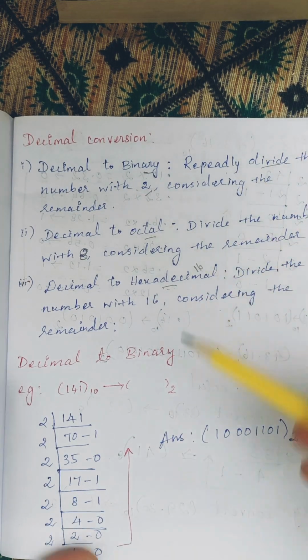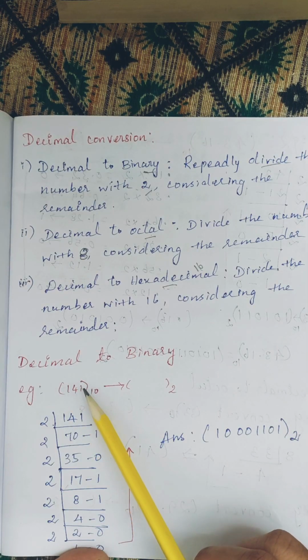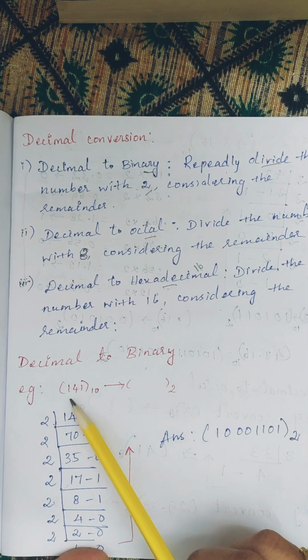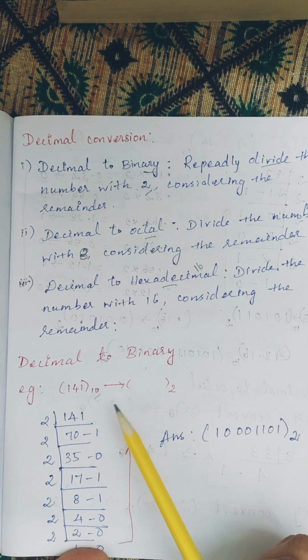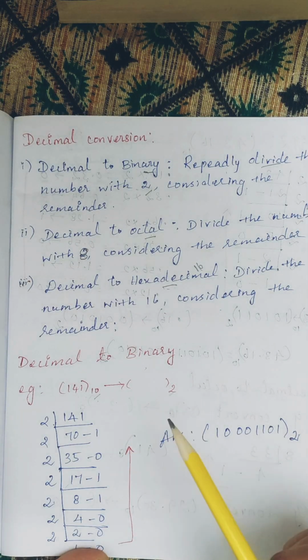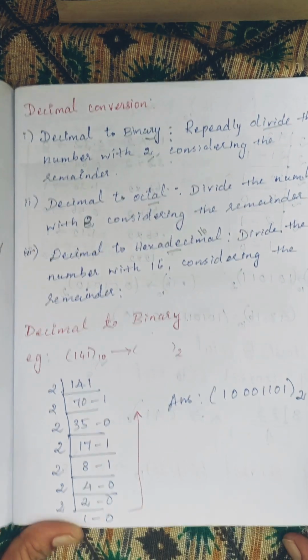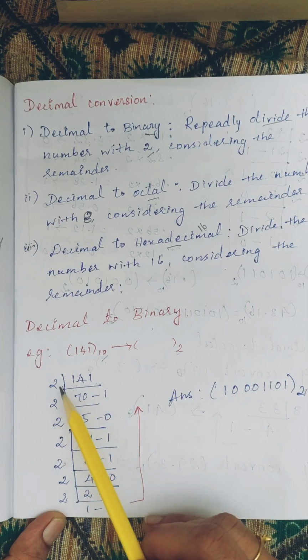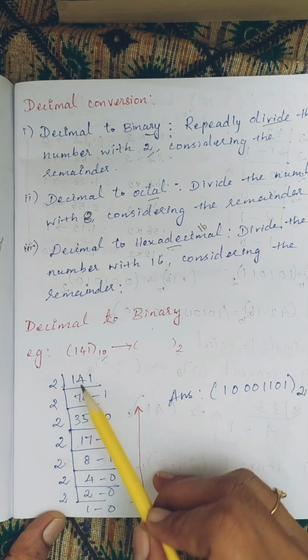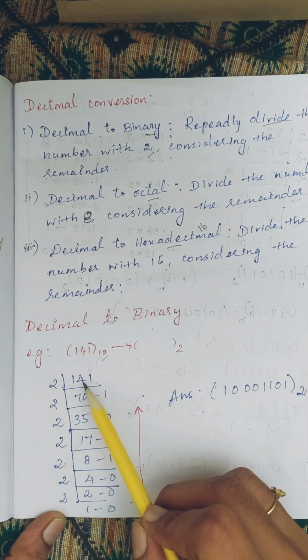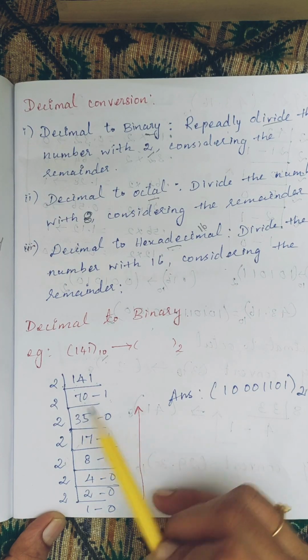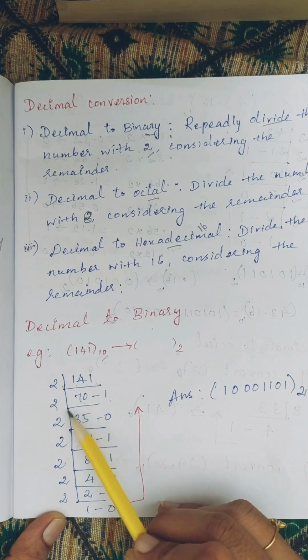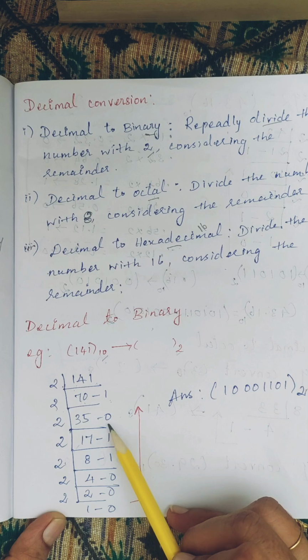Okay, the first one we will see. Convert a decimal to binary, that is 141 to the base 10. 10 indicates decimal, and the binary is base 2. Okay, just we will see the example. Here 141 should be divided by 2, which gives 70, remainder is 1.